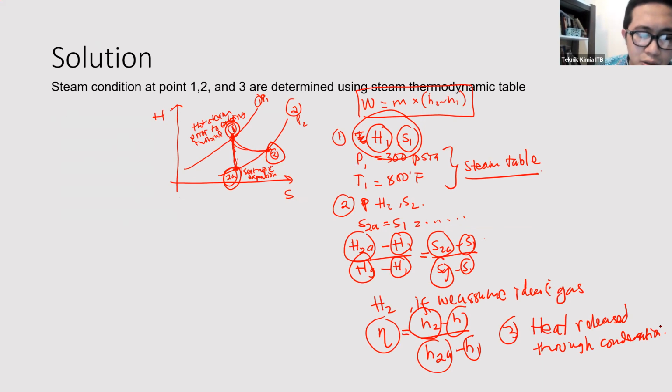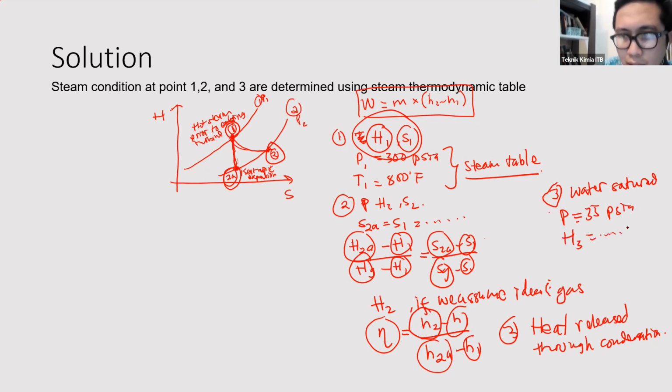But before that, you need to find out the conditions where the water is saturated, which we can call condition number 3, water saturated. The pressure is 35 psia, similar to condition number 2. So the pressure is 35 psi absolute, and you need to find out the enthalpy, based on the steam table as well. In the steam table, you have the enthalpy for the saturated vapor and also for the saturated liquid.